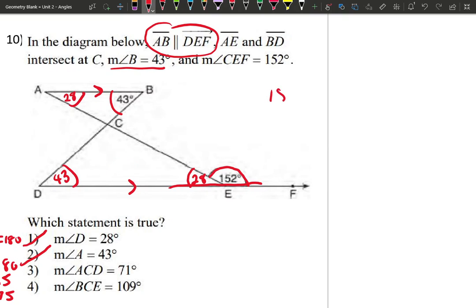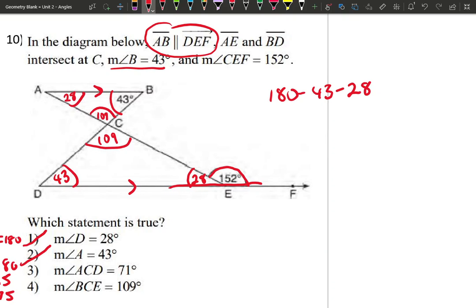So 180 minus the 43 and then minus the other angle of 28, and let's see what we get. 180 minus 43 minus 28 is 109. So this angle is 109. So is this angle. That's also 109.